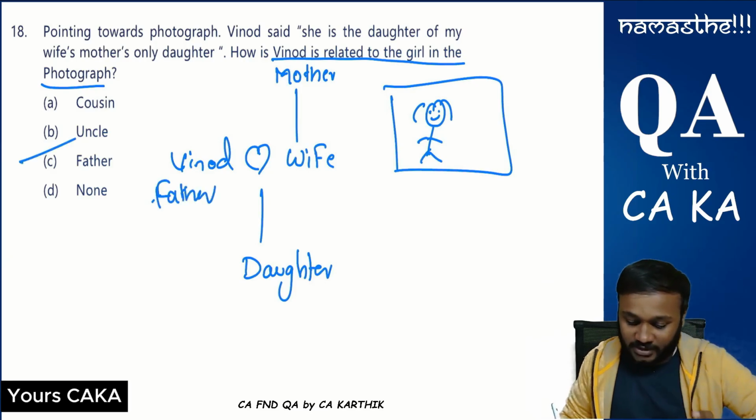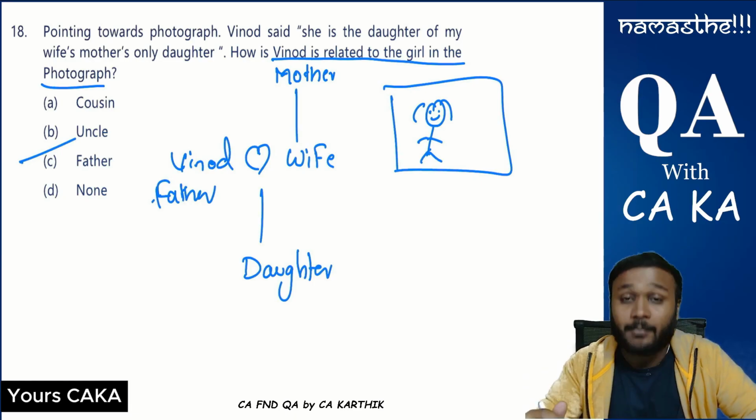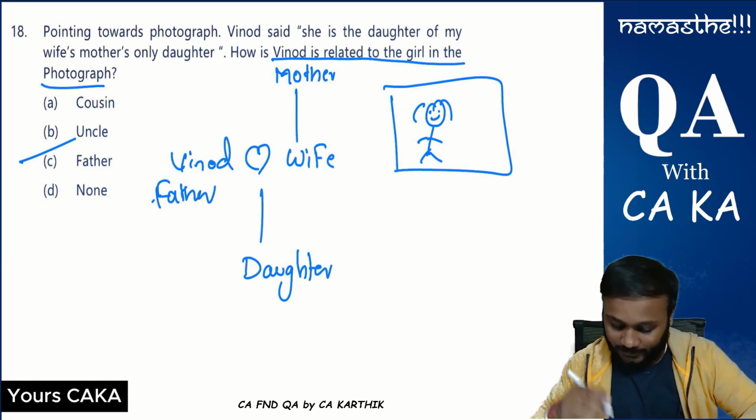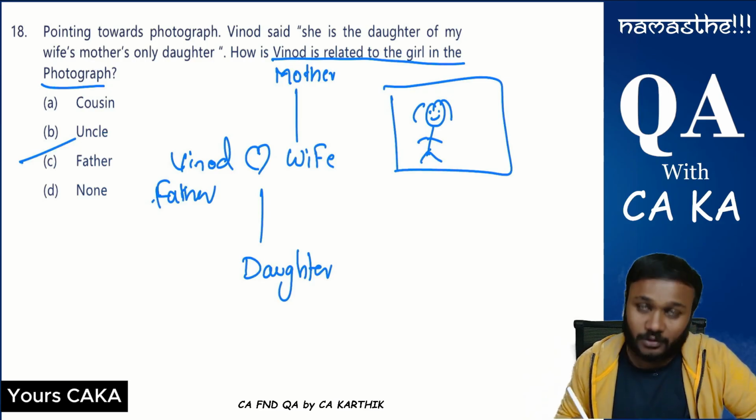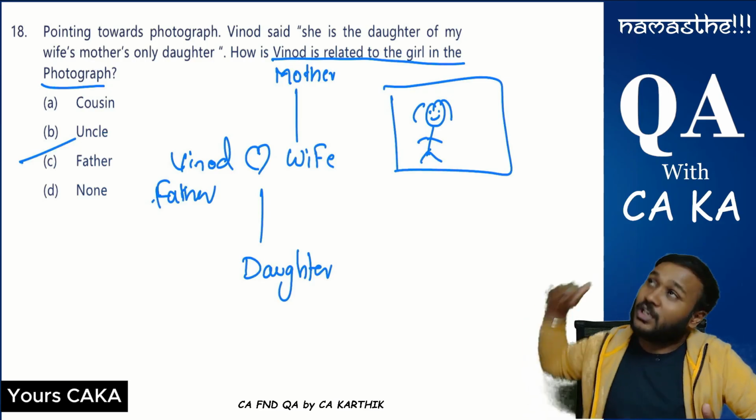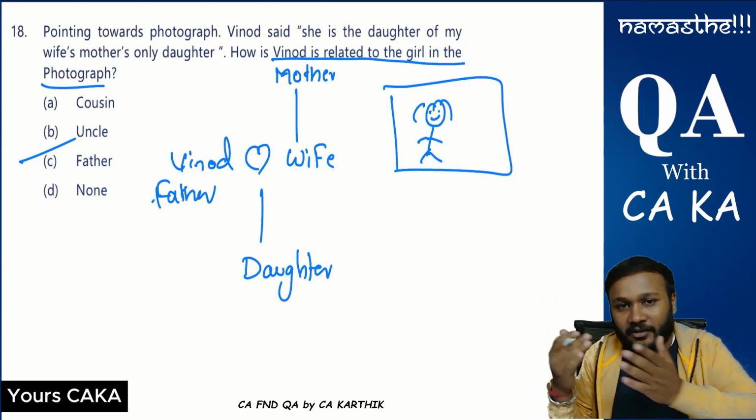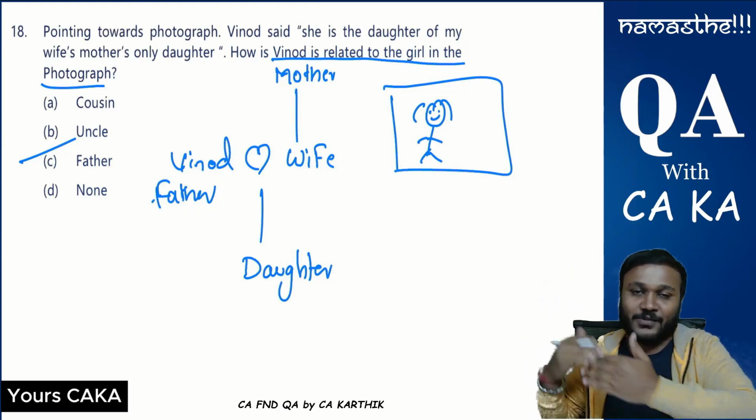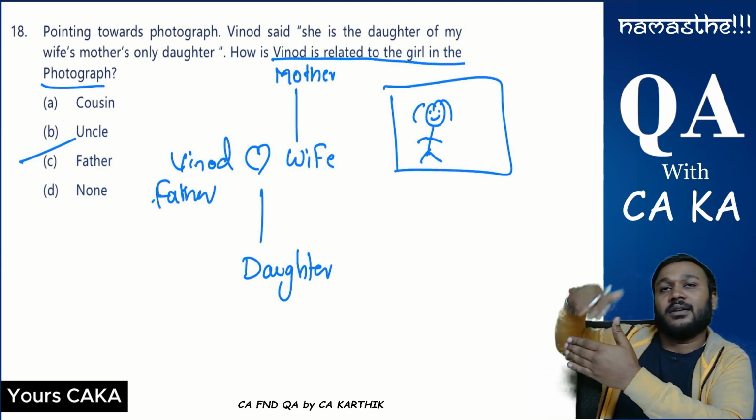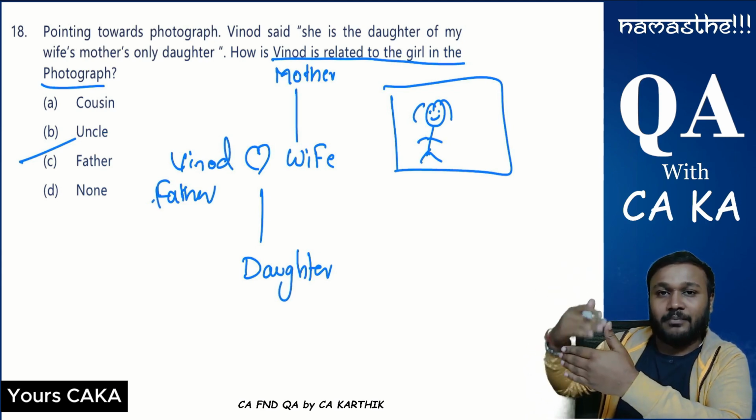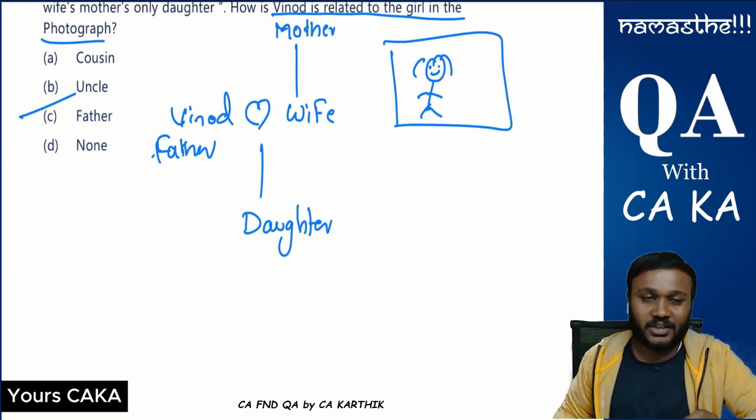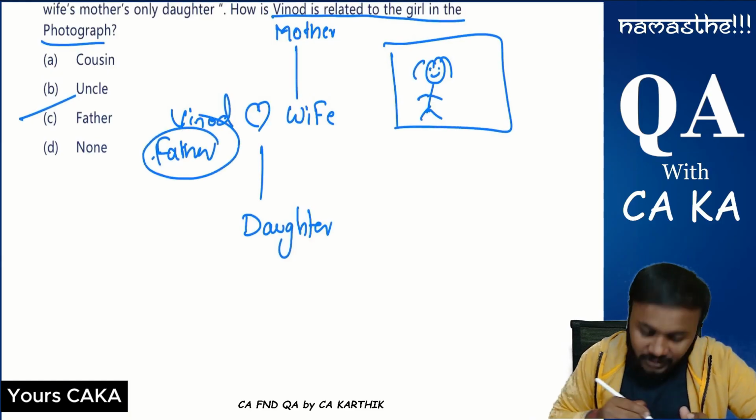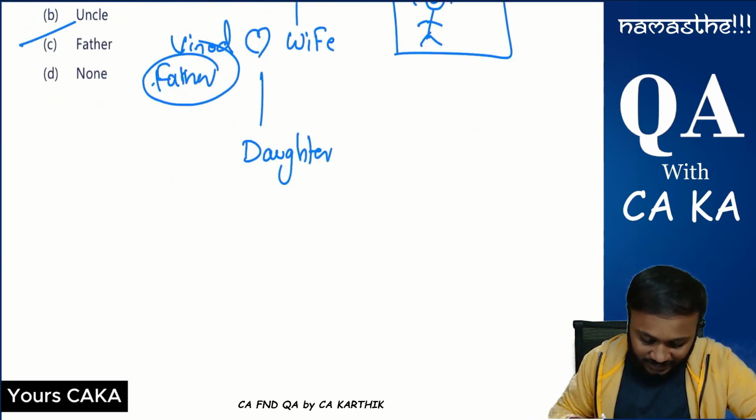I repeat the statement once again. She is the daughter of my wife's mother's only daughter. So this girl is the daughter of my wife's mother's only daughter. So Vinod's wife has one daughter. Her mother's only daughter is again Vinod's wife, which is nothing but their daughter. He's talking about this father relationship. So you can click on option C.